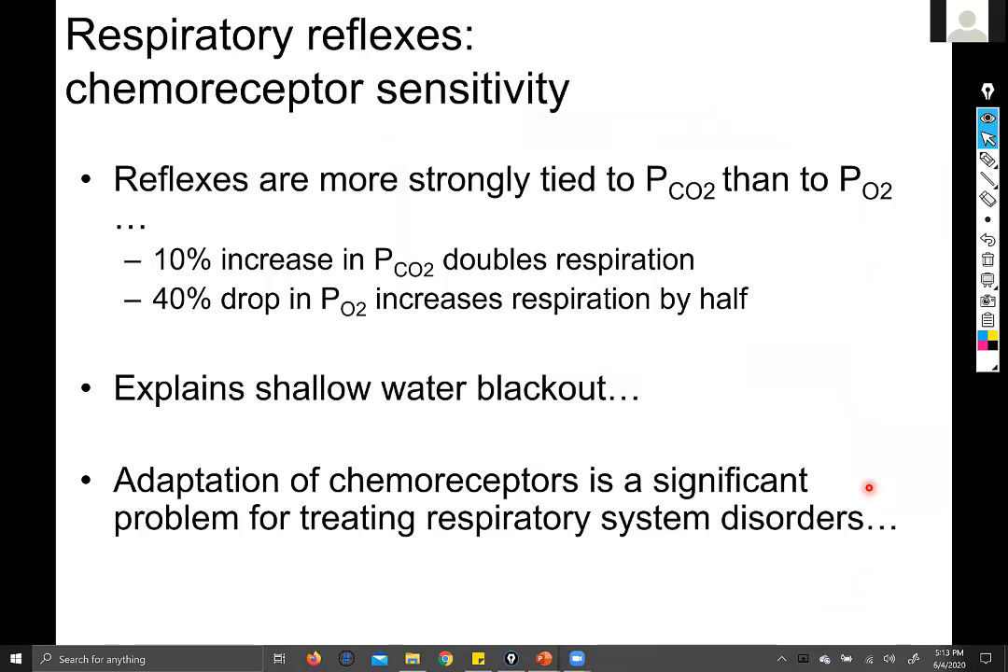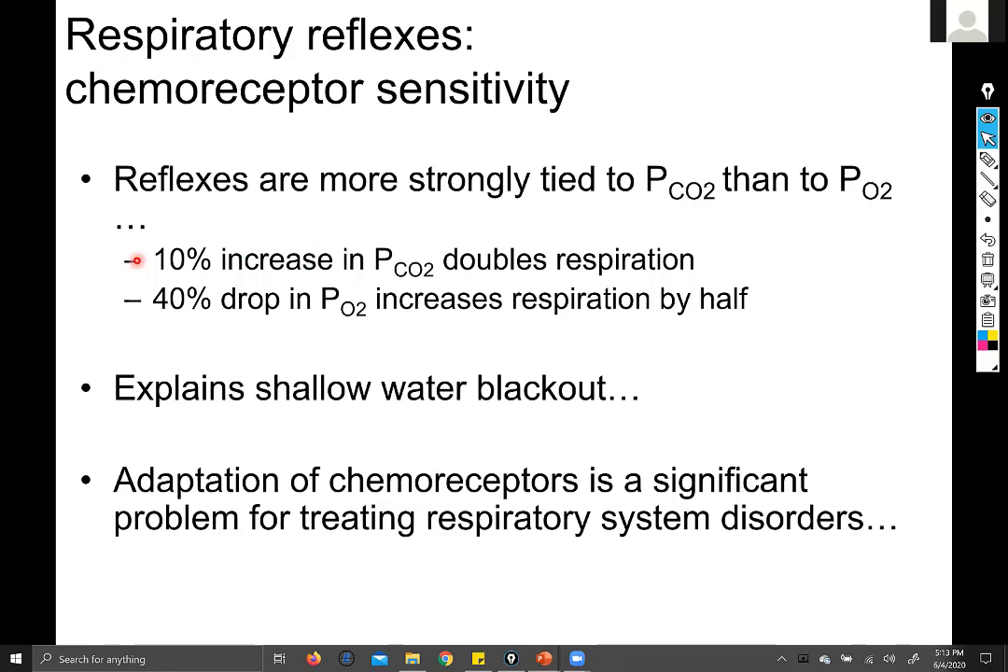So what all this means is really that although you do have peripheral oxygen sensors, because of the relationship chemically between oxygen and carbon dioxide, and because of carbon dioxide's effect on blood pH, those reflexes are actually more strongly tied to and more responsive to carbon dioxide and pH than they are to partial pressure of oxygen, which seems counterintuitive, but that's just the way it is, really.